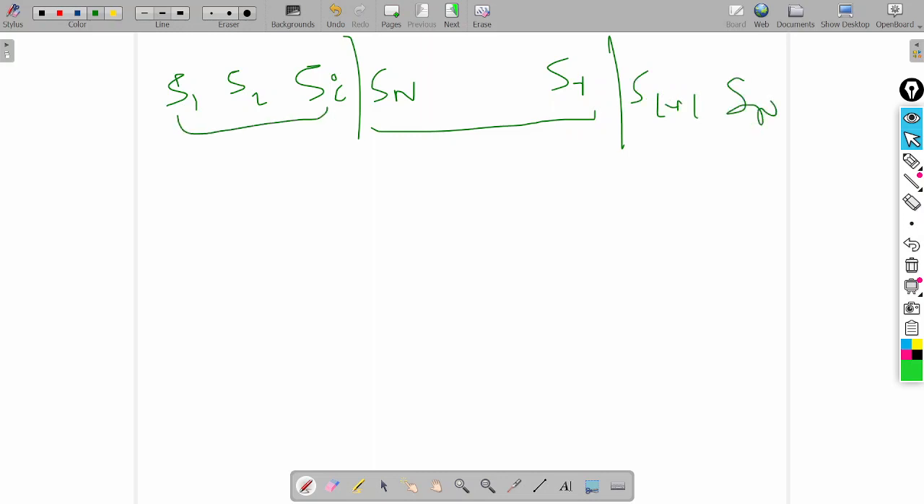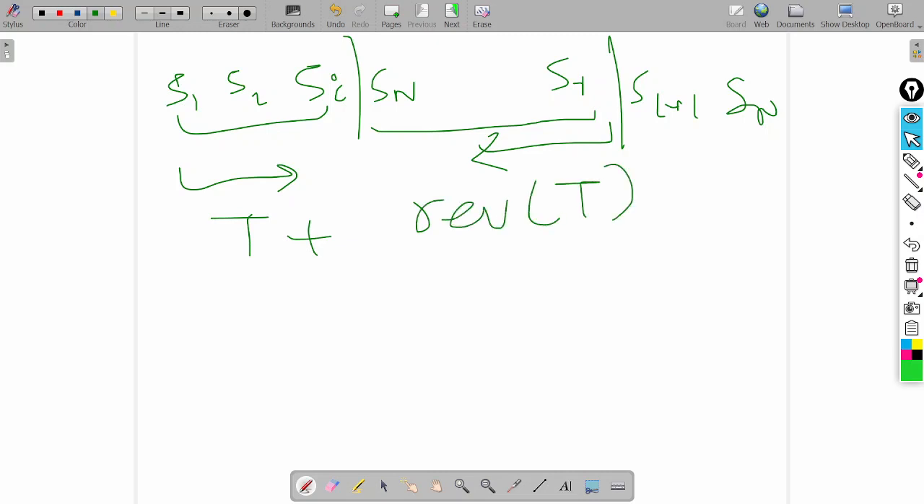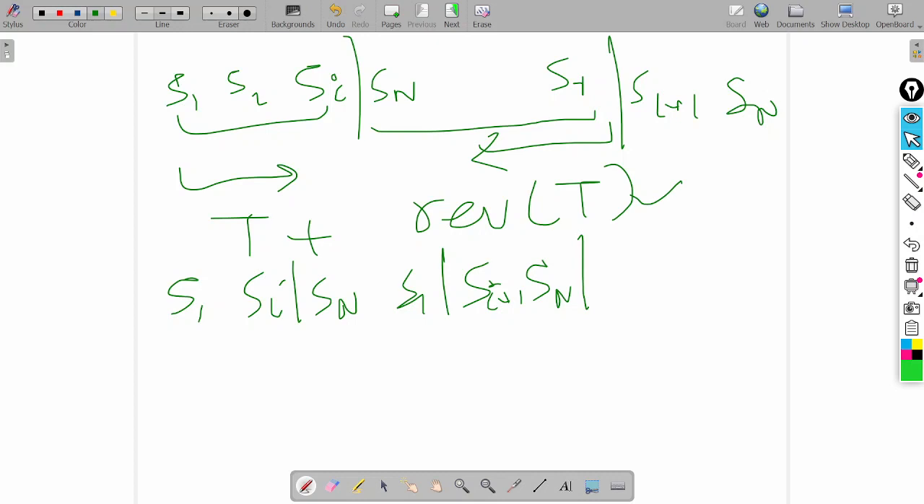So how will we compare this with this? We will make a string t plus reverse of t, and then use the g function. So t plus reverse of t, how will that string look? We will have s1 to si, then sn to s1, then si plus 1 to sn, and since we are appending reverse of t, reverse means from the end, we will have s1 to si, then sn to s1, and then si plus 1 to sn.